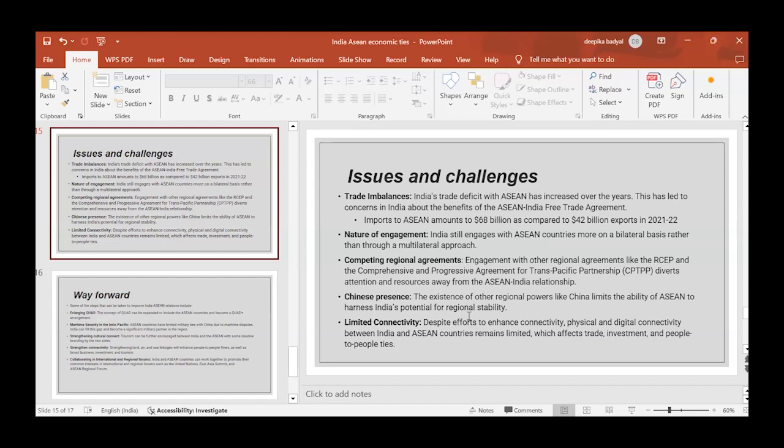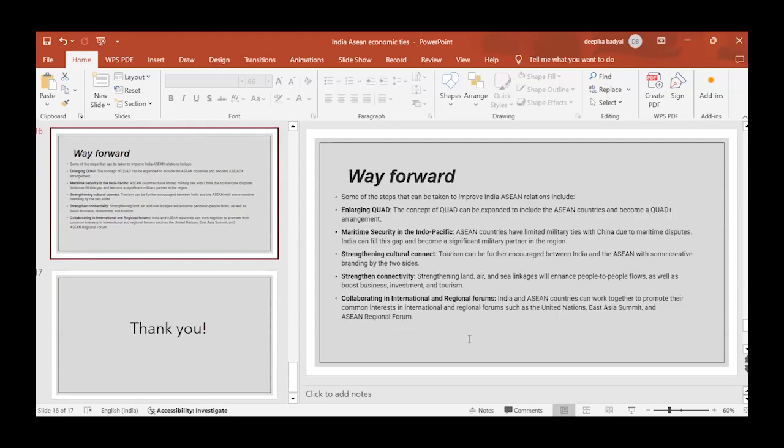Chinese presence is very much a factor which everybody wants to control, and limited connectivity. Despite efforts to enhance connectivity, physical and digital connectivity between India and ASEAN countries remains limited, which affects trade, investment, and people-to-people ties. So there are various steps which can be taken by both India and ASEAN. That includes enlarging the Quad, maritime security in the Indo-Pacific region, strengthening cultural connect, and also strengthening connectivity. Although there are various projects being led by the government, there is still a need to strengthen the connectivity and the collaboration in the international regional forums. Thank you.